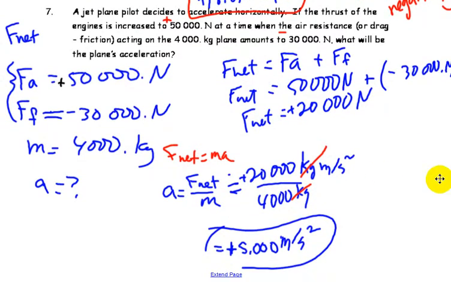Then it's easy. Solving for A. And again, I put 20,000 newtons in the form of 20,000 kilogram meters per second squared. Kilograms cancel, and I'm left with plus 5,000 meters per second squared.